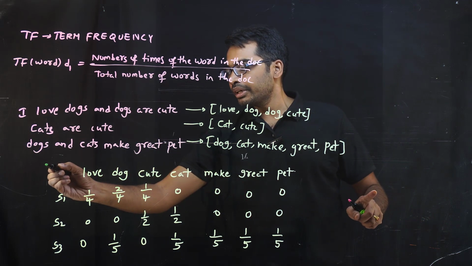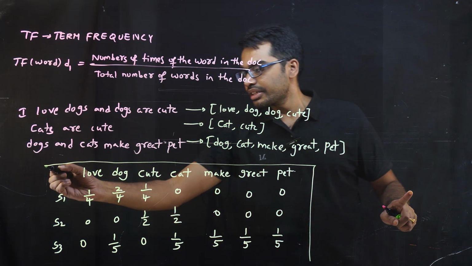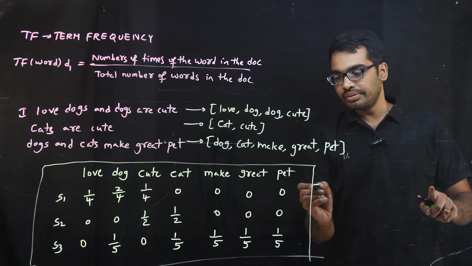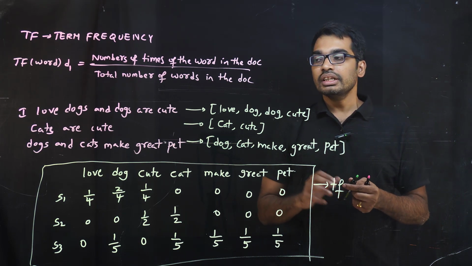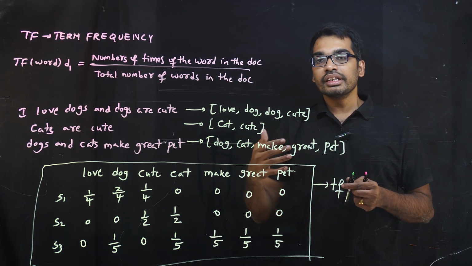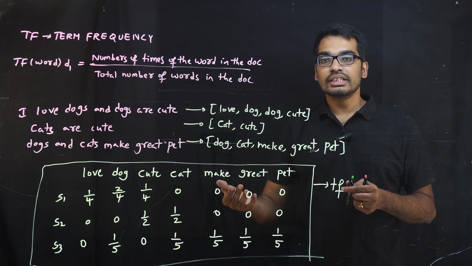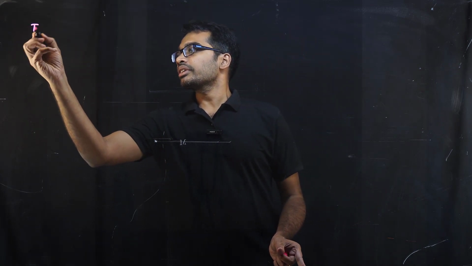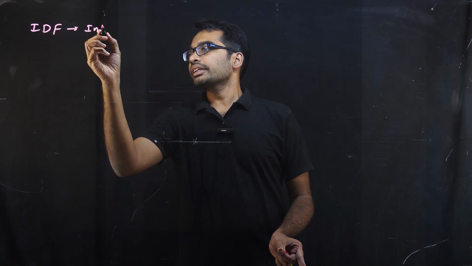So this complete matrix we call a term frequency matrix. So TF matrix we call. So that is the term frequency matrix. Subsequently we talk about how inverse document frequency is calculated, right? So what is an inverse document frequency? Inverse document frequency is IDF, which we denote, right?